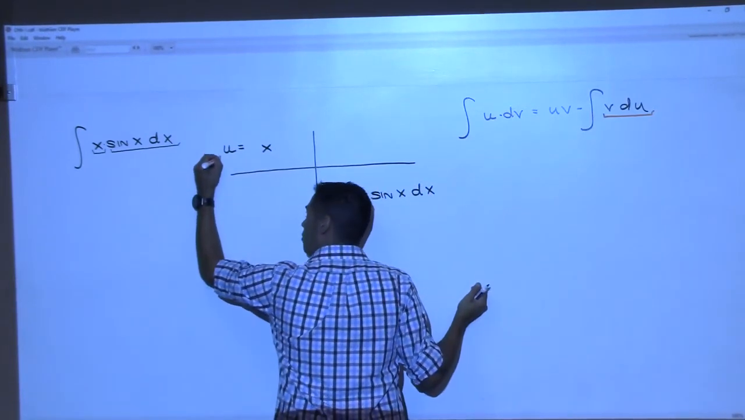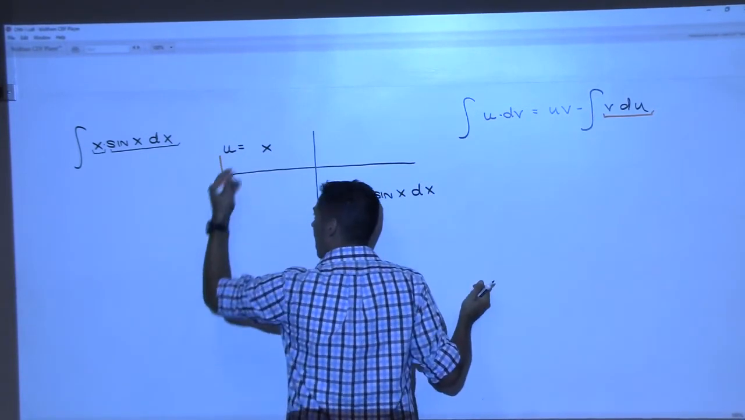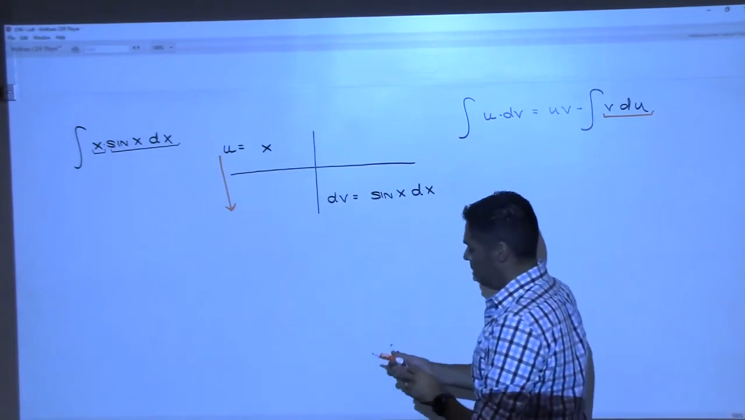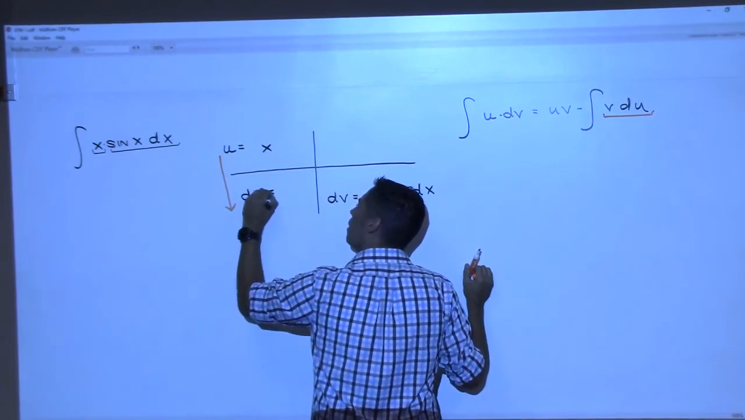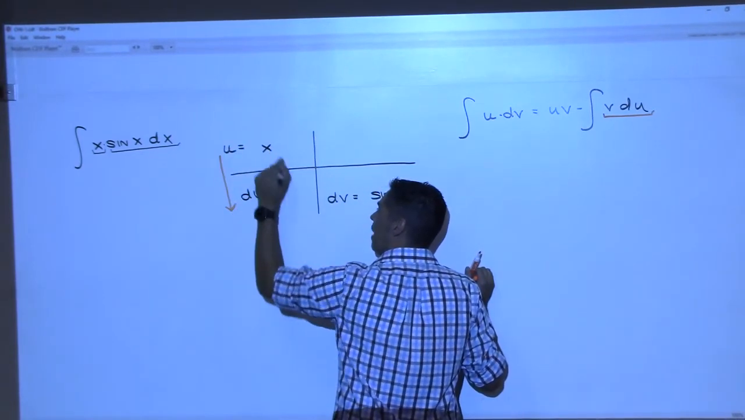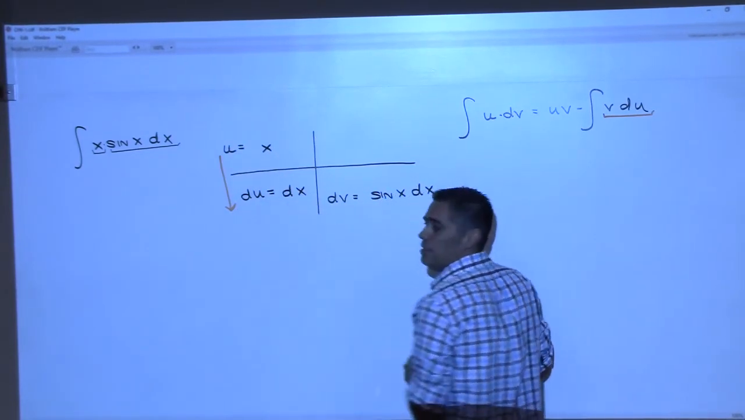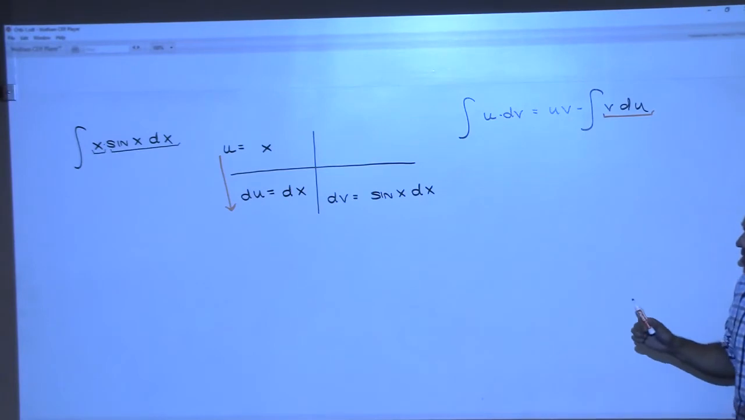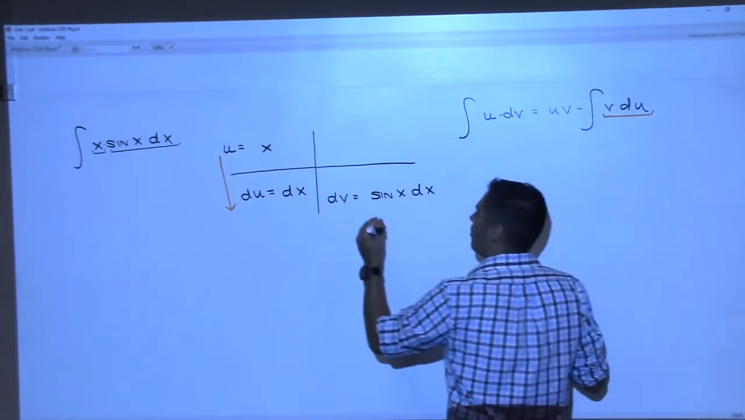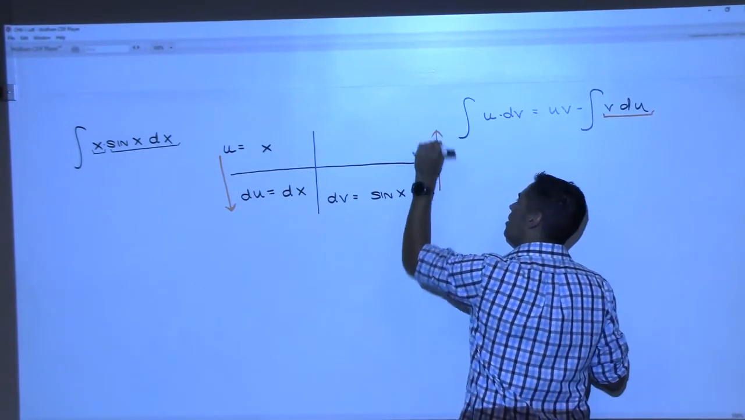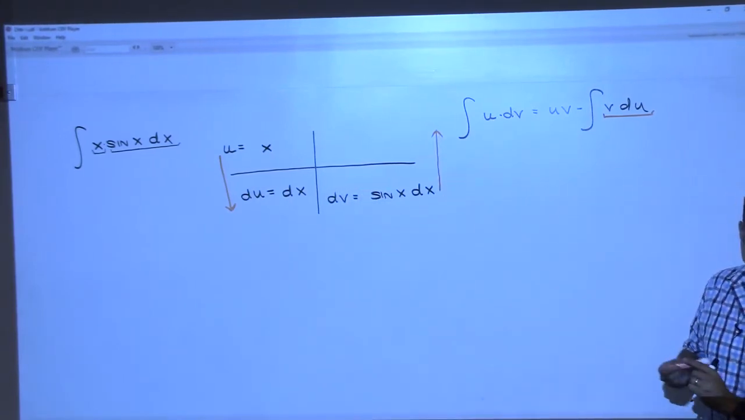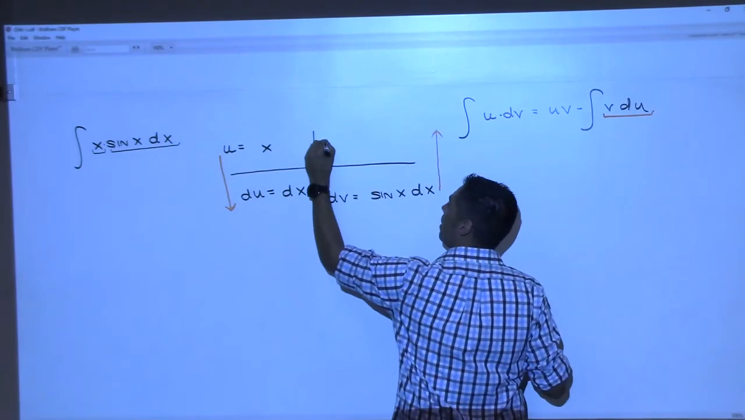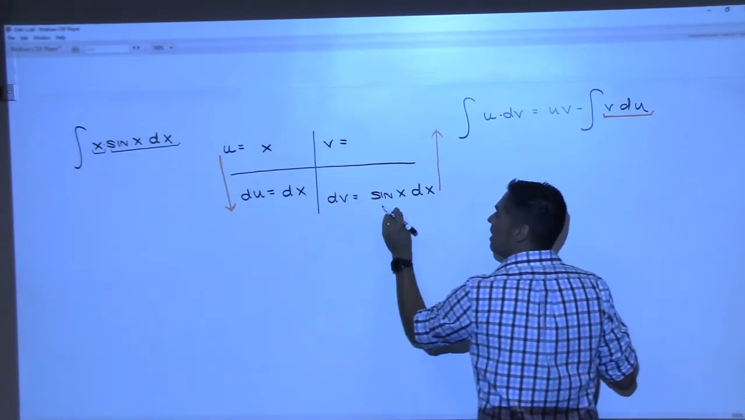I'm going to move straight down the table. Down is differentiation. So du, the derivative of u, is the derivative of x, which is dx. Do you agree? 1 dx. And then over here, I'm going to go up on the table, and when we go up, it's antiderivative. That makes sense? So this is going to be v up here.